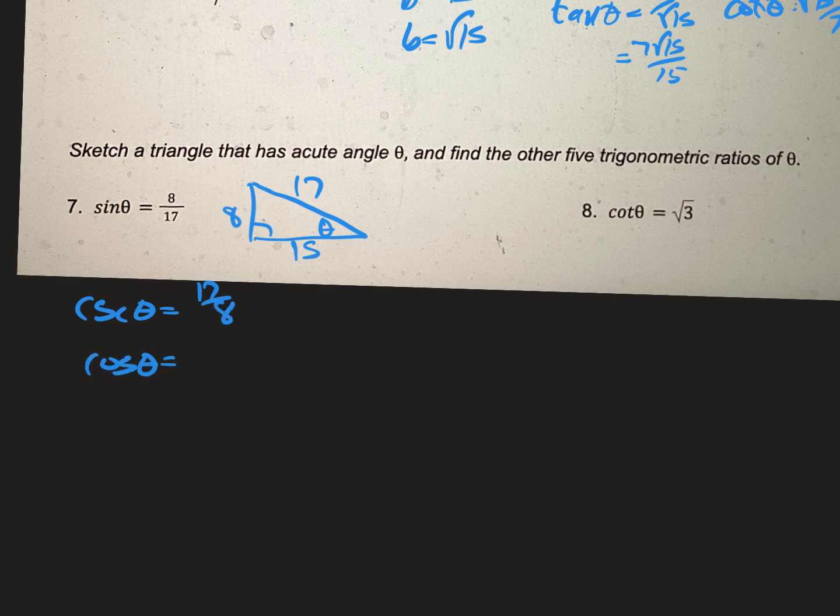Cosine is going to be adjacent over hypotenuse, which means my secant is reciprocal of cosine. Tangent, of course, opposite over adjacent, so I'm going to go 8 over 15. And my cotangent is reciprocal of tangent, which would be 15 over 8.